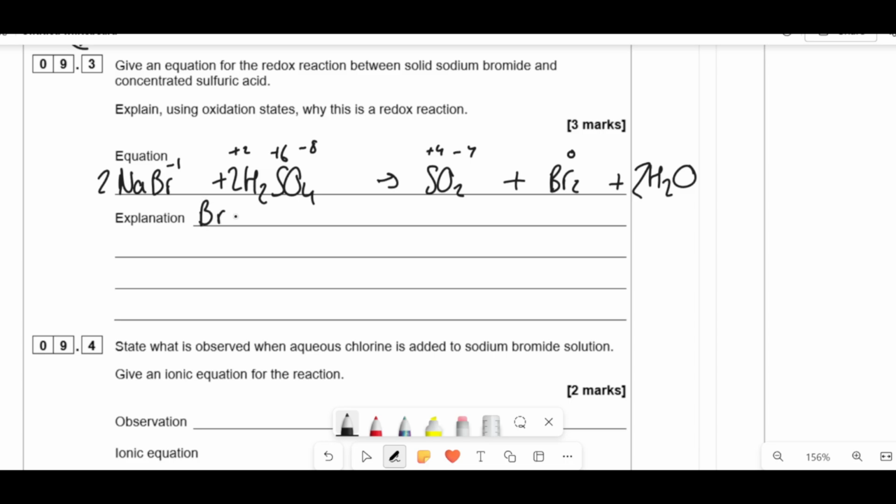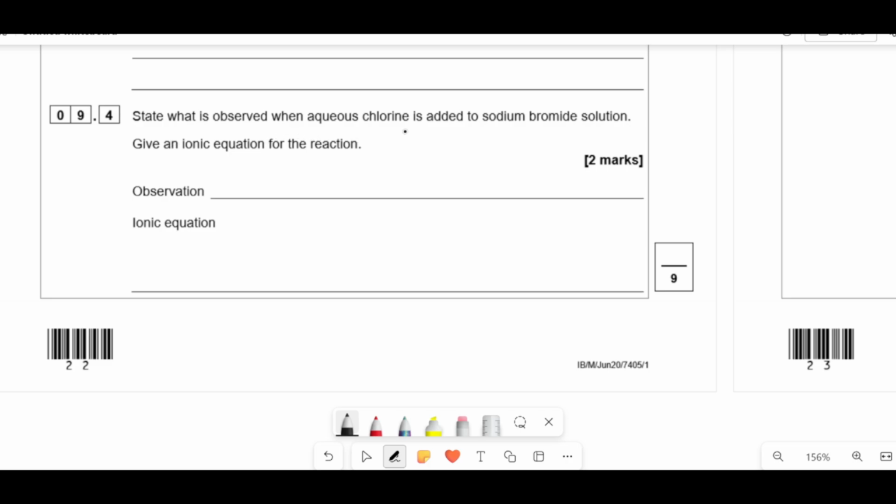So it's been reduced, meaning it's gained electrons. So then that Br goes from -1 to 0, oxidized, because you can see that the oxidation number is going more positive. And the S goes from +6 to +4, and it's reduced. Its oxidation number has reduced. It's gained electrons. So now it says state what's observed when you're adding aqueous chlorine to sodium bromide.